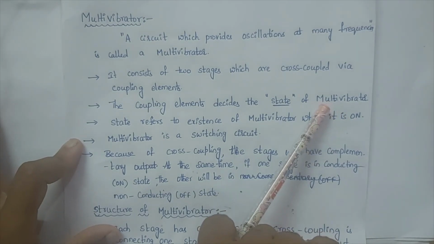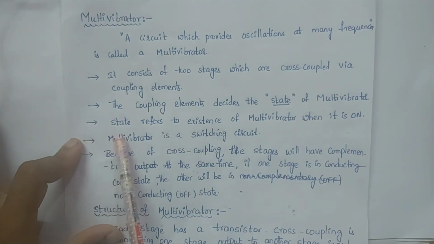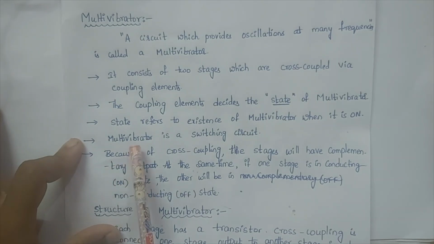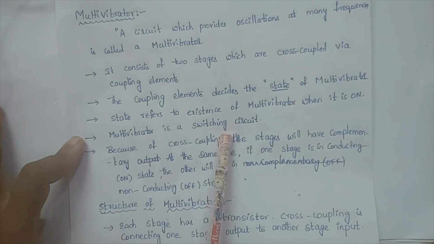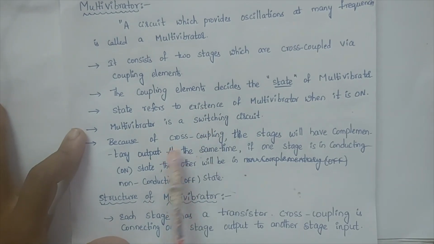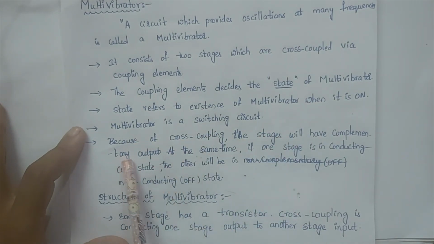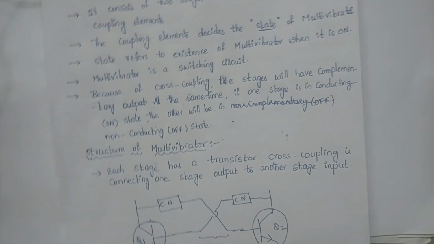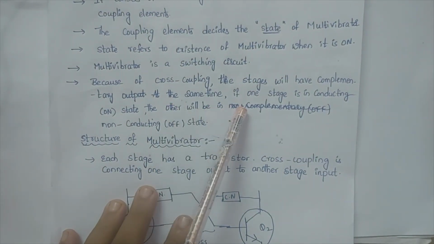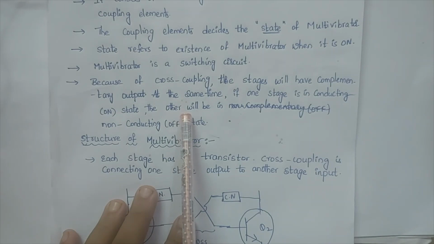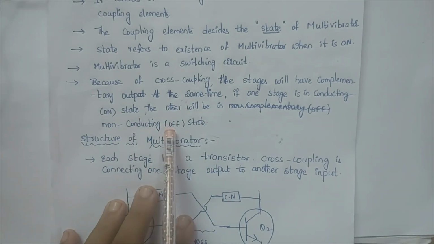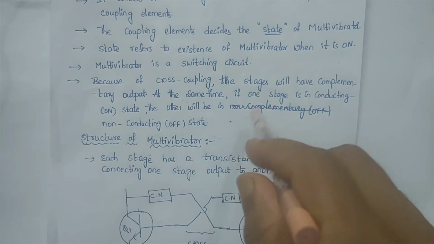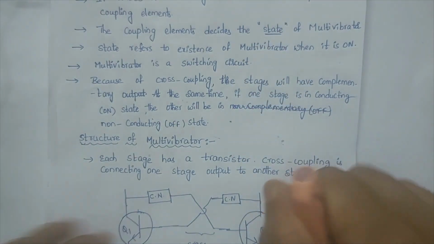In which state is the multivibrator lying? State refers to the existence of the multivibrator when it is on. So a multivibrator is a switching circuit, because we have transistors in it. Because of cross coupling, the stages will have complementary outputs. That means if the first stage output is low, then the output of the second stage will be high. At the same time, if one stage is in conducting state, the other stage will be in non-conducting state. So whenever one stage is on, the other will be off. All this is because of the cross coupling network.